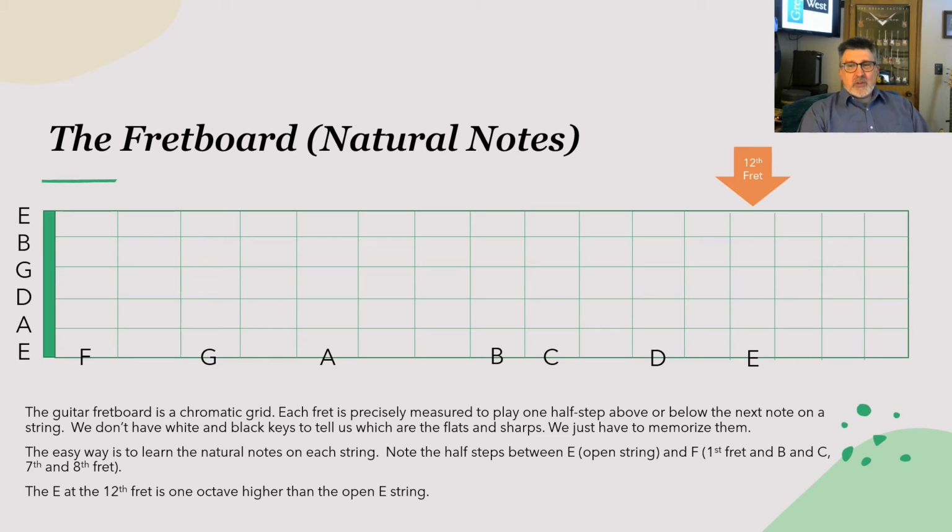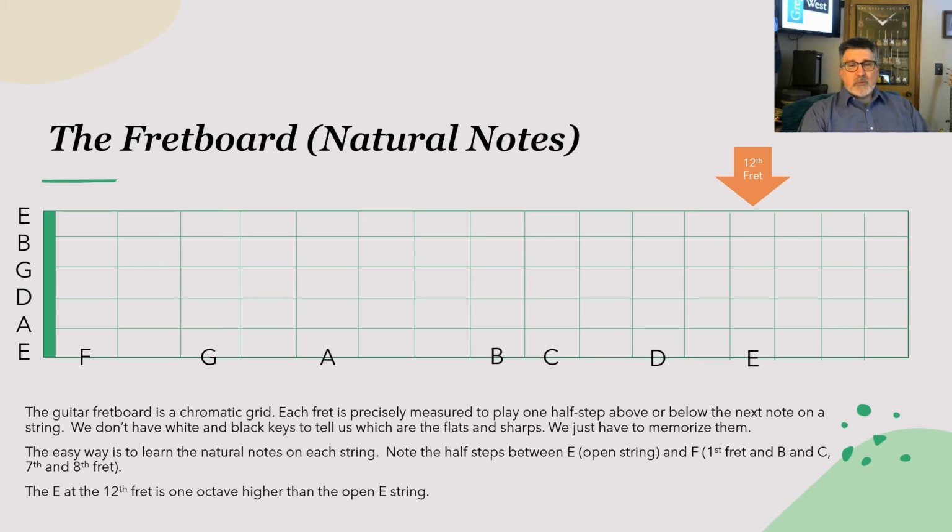Note the half steps between the open string E and F on the first fret. So if we look at what we've got here, there's the open E up on the far left. If you fret the note on the first fret, that's F. So notice it's just a half step. A whole step is going to be a 2-fret jump. So it's a whole step from F to G, so that's 2 frets. A whole step up to A, so that's 2 frets to the 5th fret. Up to B is another whole step.